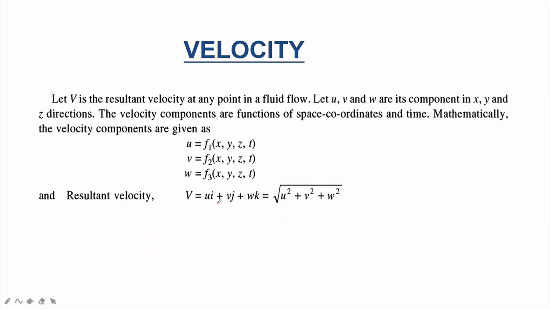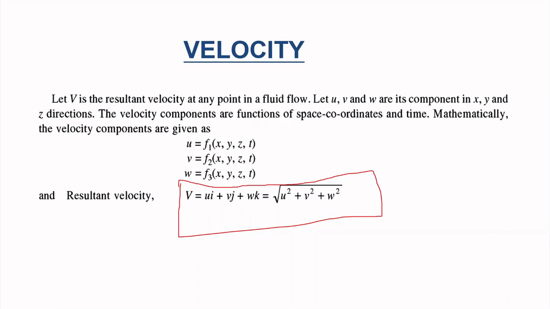To find the resultant velocity, we have to use this formula. What is that formula? If it is given in the equation, V is equal to ui plus vj plus wk, which is equal to root of u square plus v square plus w square. It is the standard form, so it is helpful in our problems related to velocity.